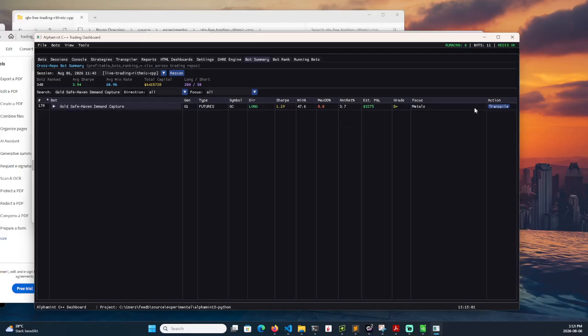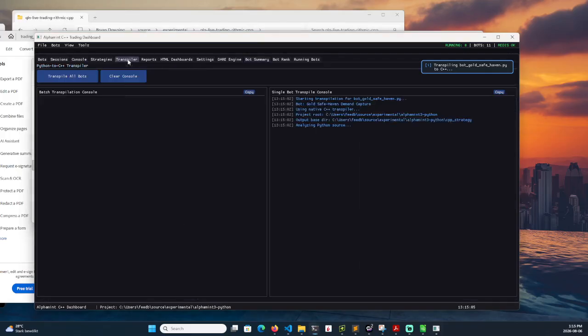Okay, so I can transpile it. Okay, so it's transpiling into C++. So here's the process. So it's taking the source code. I could show you the source code as well, but it takes a bit of time for it to transpile from the Python found here into the, well, let me just show you.